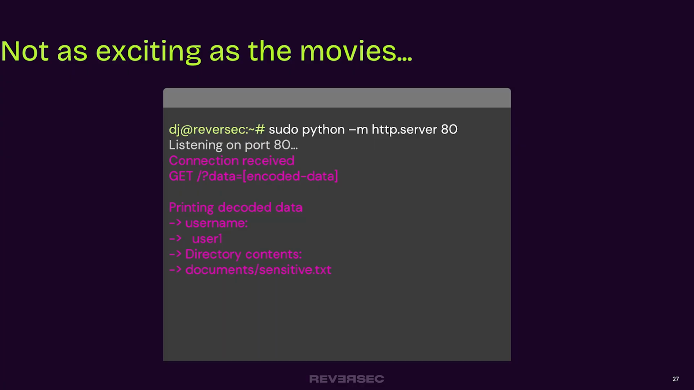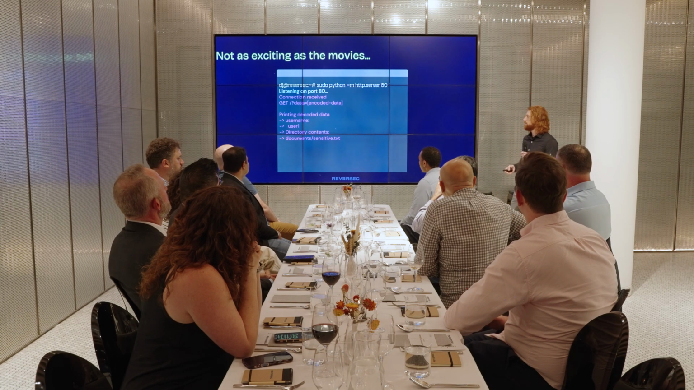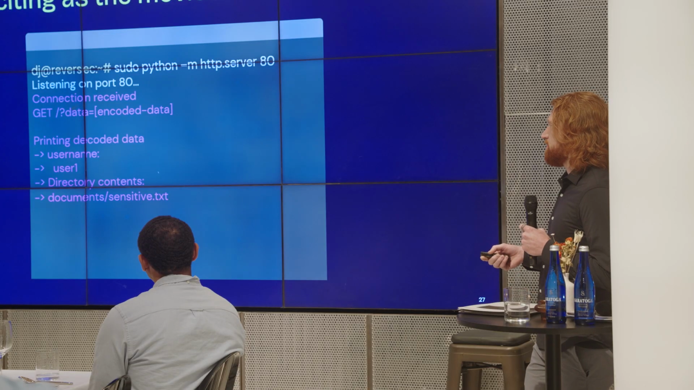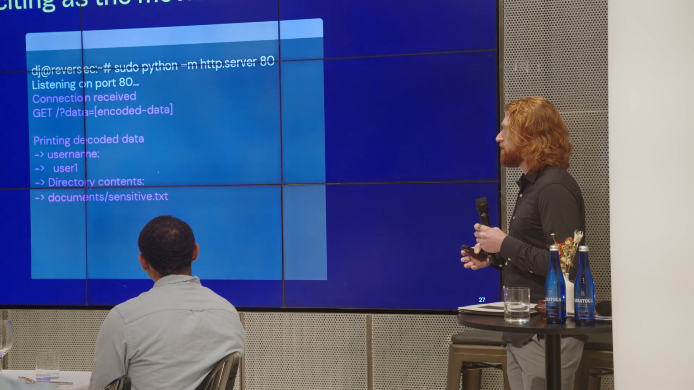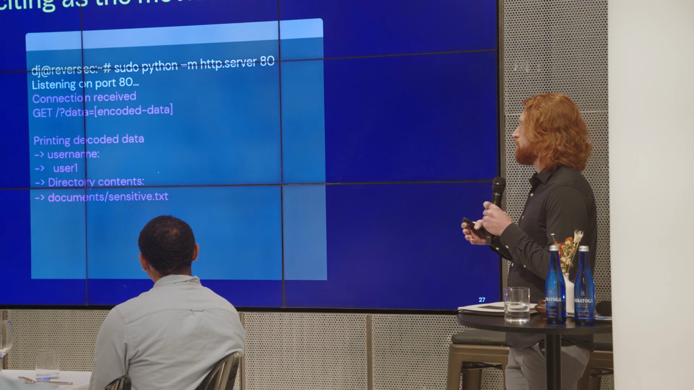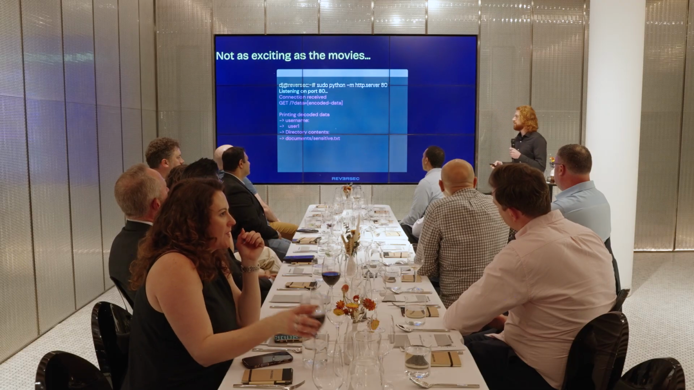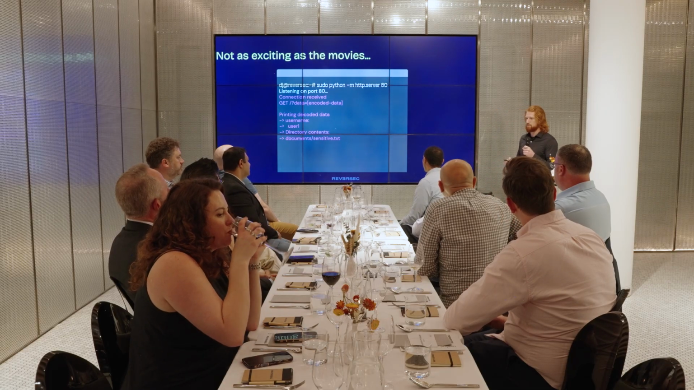Obviously, this was a customer environment, so I'm not going to actually execute a malicious payload and actually steal data. So what the payload actually did is it just listed the contents of the user's home directory and printed the username just to prove access and execution. And then it encoded that data and sent it to a Reversec controlled server. The server receives it, decodes that data, and prints it, proving the data exfiltration proof of concept.